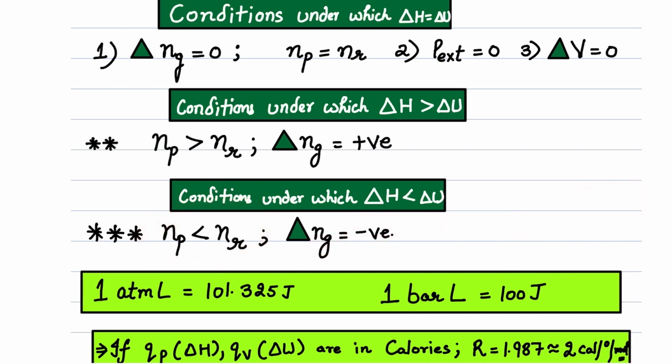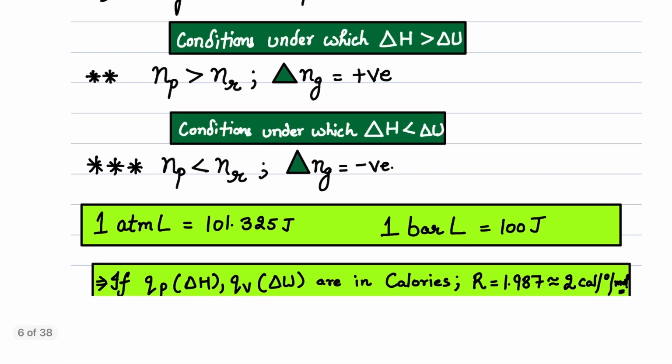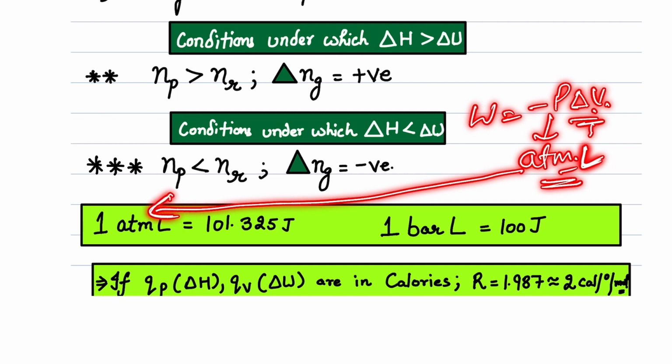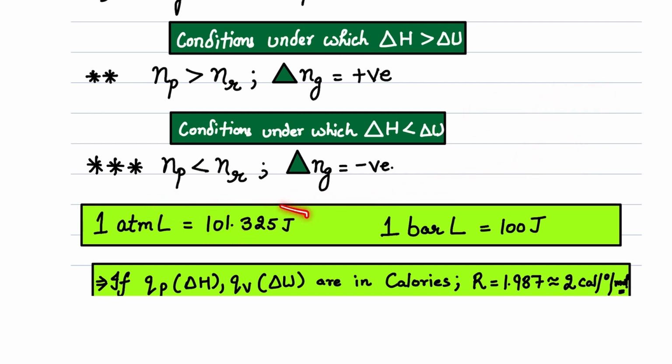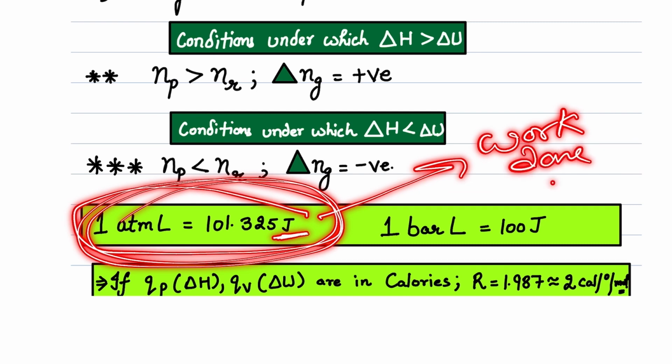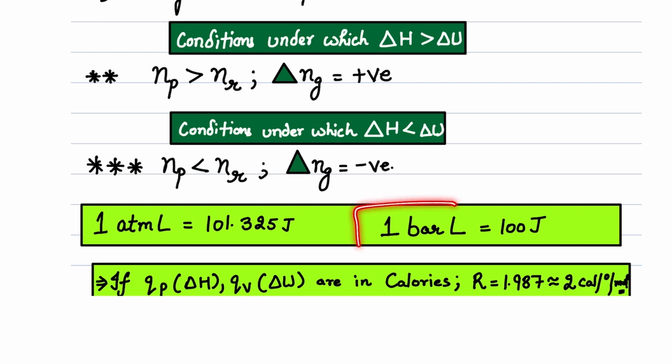Now, we know that work done is equal to pressure into volume. So, in numericals the units of pressure are generally expressed in atmosphere and volume in liter, but the work done is in joules. So, what is the relation between atmosphere, liter and joule? 1 atm liter is equal to 101.325 joule. This is very important for numericals, because generally in competitive exams work done is asked in joules. If it is 1 bar liter, then it is equal to 100 joules.